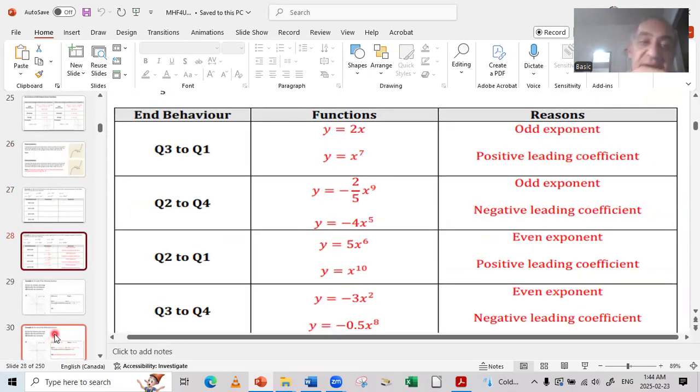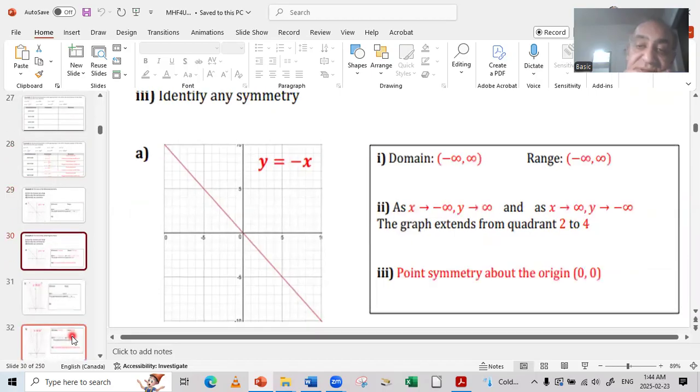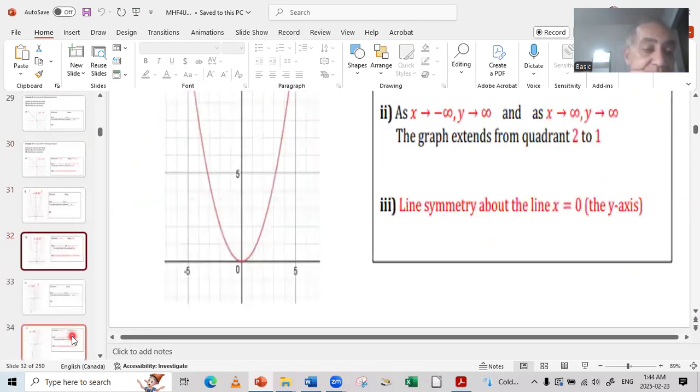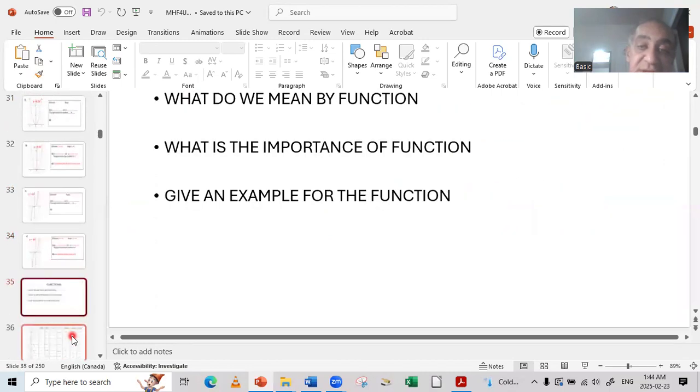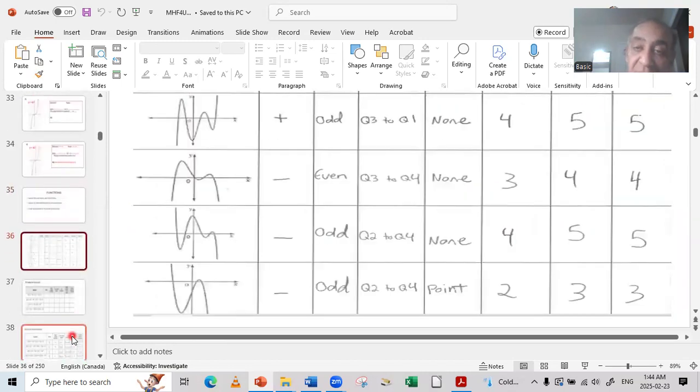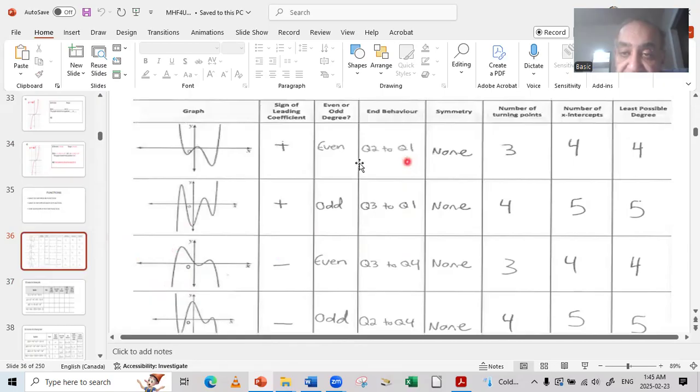We also had, you can see a function and know if it is an odd function or an even function. And we said how to distinguish between them. We talked also about the turning points, which is less than the degree of the function by 1. So as an example, if a function's degree is even, how many turning points does it have? What are the turning points? The points where the curve turns.